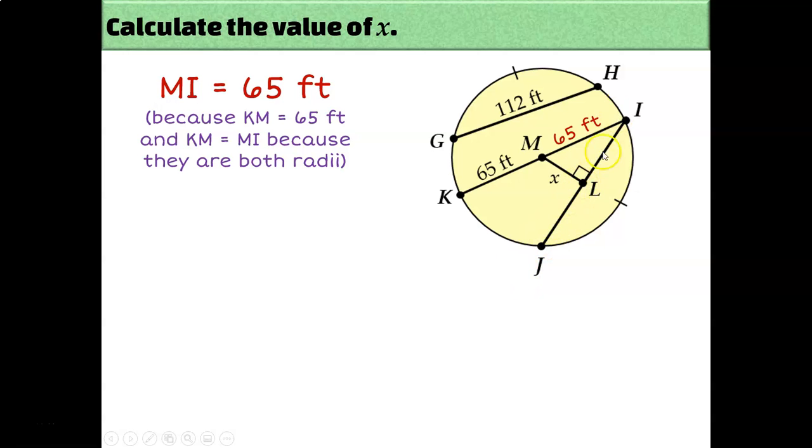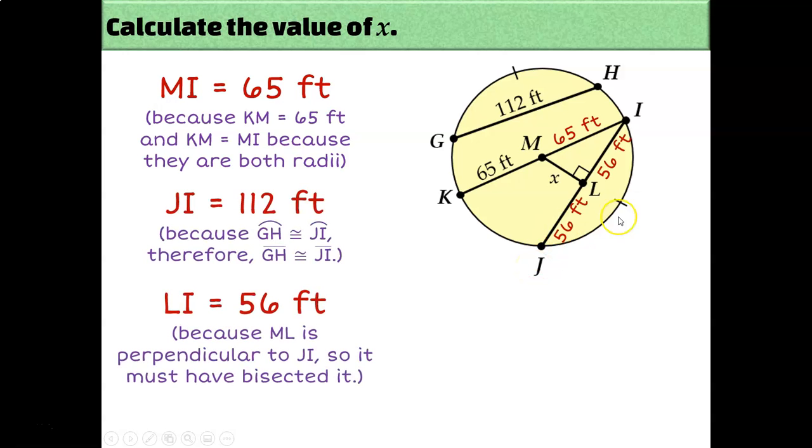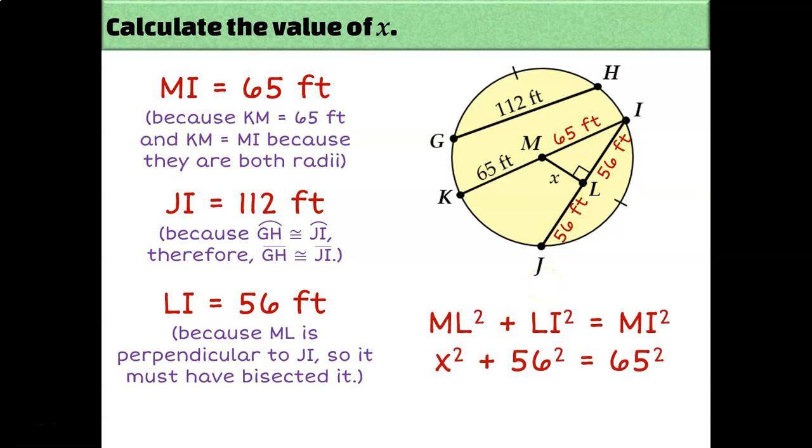So since the entire length of JI is 112, we can take half of that to figure out the length of LI, which would have to be 56. So now looking at just this little right triangle, I can say that X squared plus 56 squared is equal to 65 squared. So X must be 33 feet.